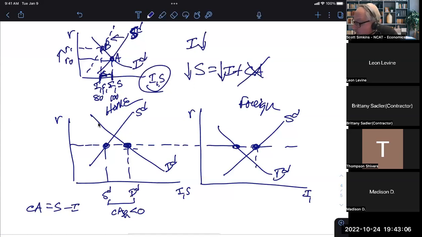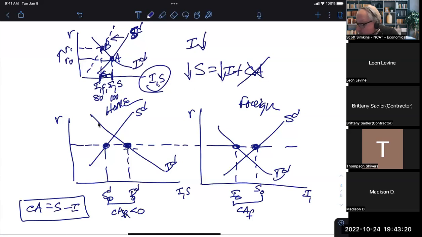Over here, here's the amount of saving, and here's the amount of investment in equilibrium. That is the current account in the foreign country, the difference between saving and investment. In this case, saving is bigger than investment, so it's going to be positive, greater than 0. So this distance right here has to equal that distance right there.